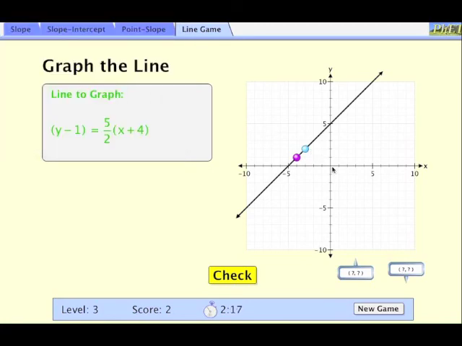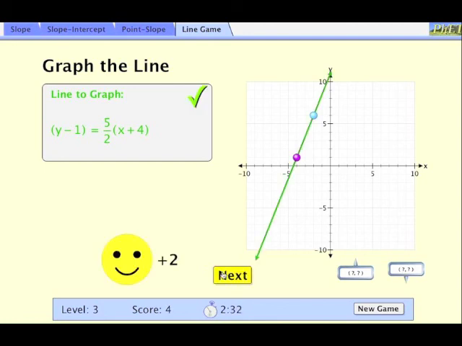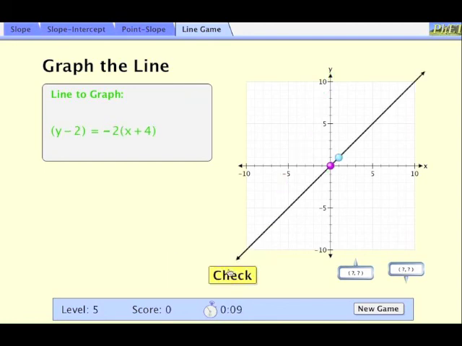So one of the points on the line is -4, +1, and then we use the slope to find the position of this other point. So we're going to rise 5 units, run 2 units. Let's check to see if this is right. It is. Bada bing.